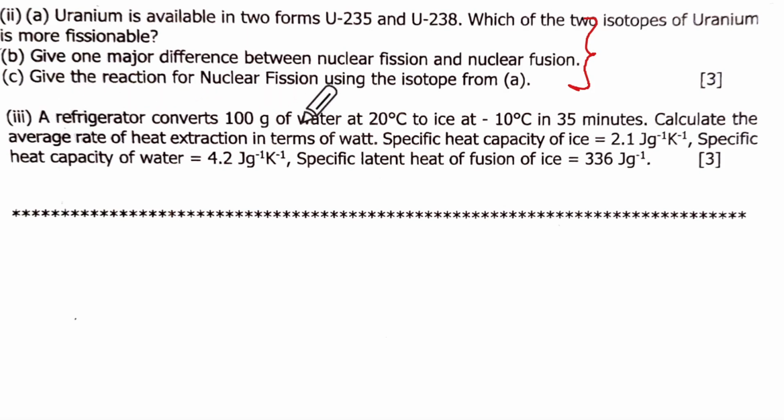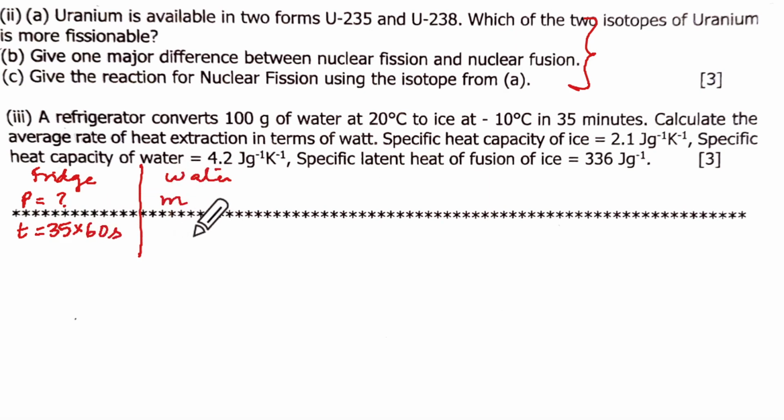A refrigerator converts 100 grams of water at 20 degrees C to ice in 35 minutes. Calculate the average rate of heat extraction in terms of watt. And here again you will make two columns because we have the fridge and we have the water. The power is going to be the average rate of extraction, okay, and they are telling you the time taken. It is how much? 35 minutes. So 35 into 60 seconds.